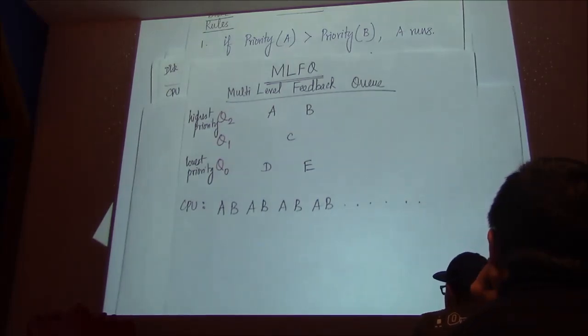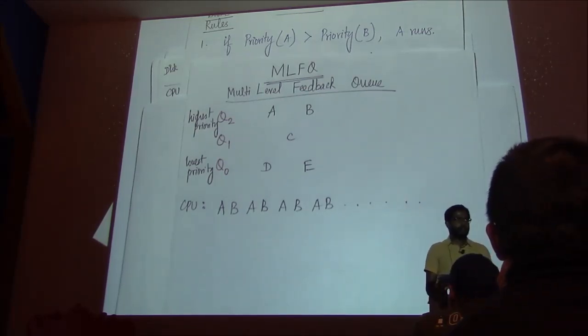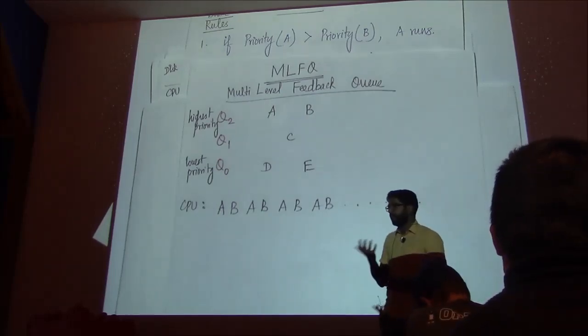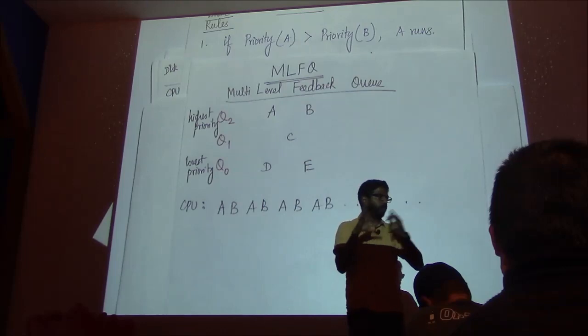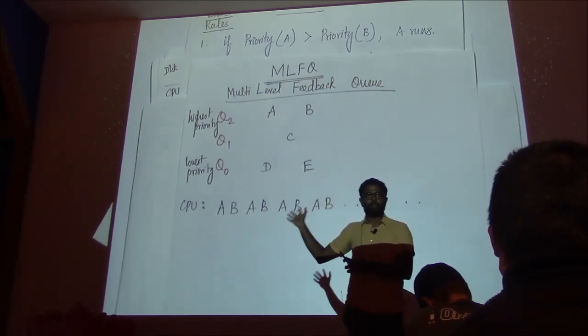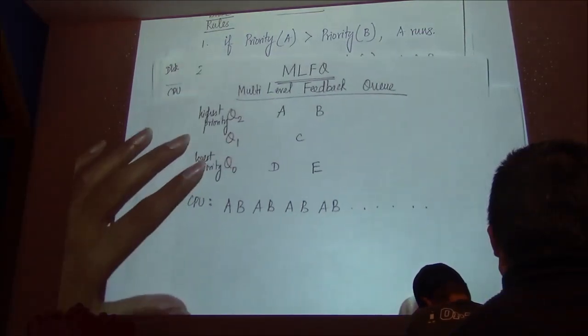Obviously, this is not going to be a good thing, because if we are doing this, then jobs C, D, and E are starving. So basically what we need here is some way to change the priorities of these jobs so that all the jobs get some time on the CPU. So the first problem is how do we change the priorities?